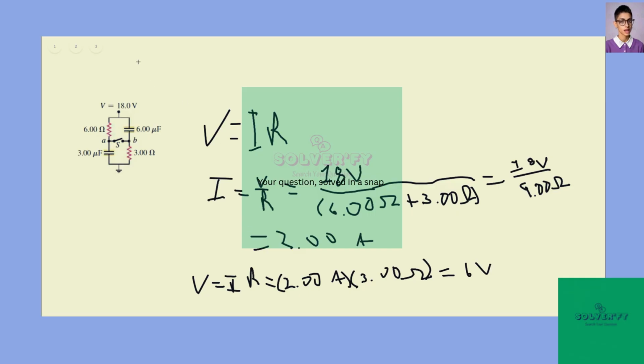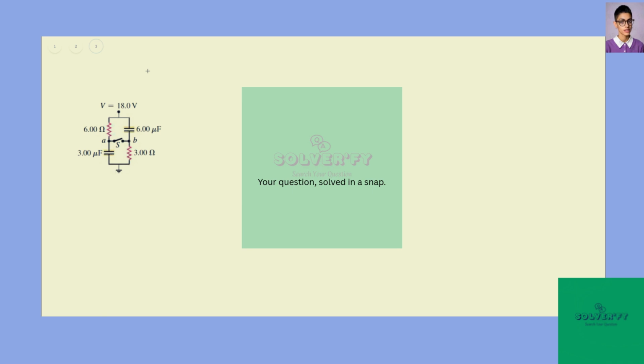Okay, so now moving on to part D. This is a little bit more involved. Now it wants to know how much charge is on each capacitor. What's the difference? How much charge do the capacitors lose when the switch is closed?